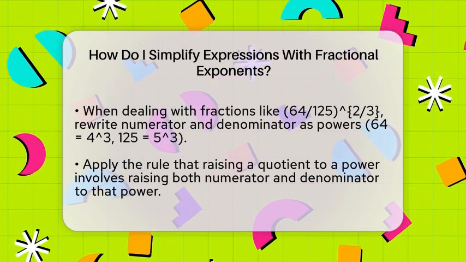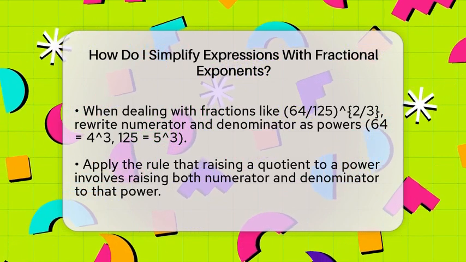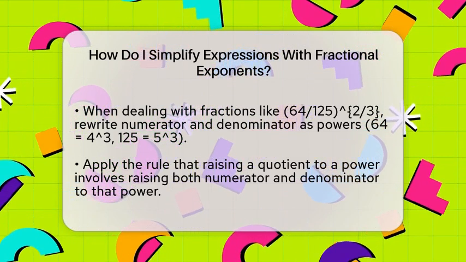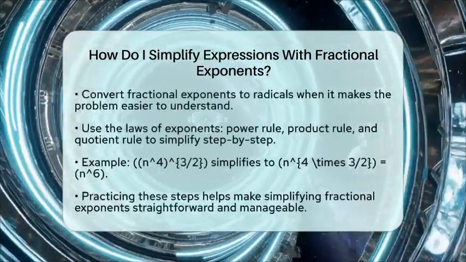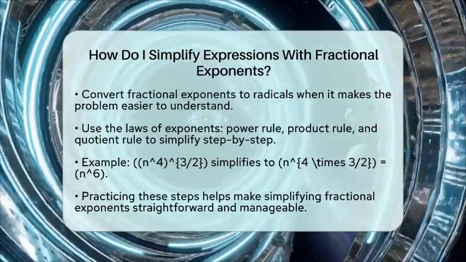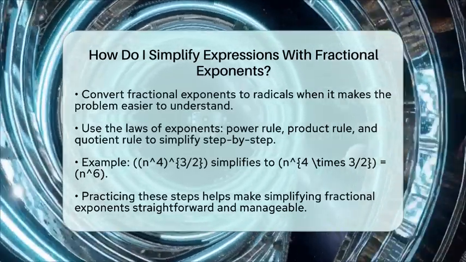When working with these expressions, always stick to the laws of exponents. The power rule says that (a^m)^n is equal to a^(m × n). The product rule states that a^m × a^n is equal to a^(m+n). And the quotient rule tells us that a^m / a^n is equal to a^(m−n). Using these rules consistently helps you break down complex expressions step by step.